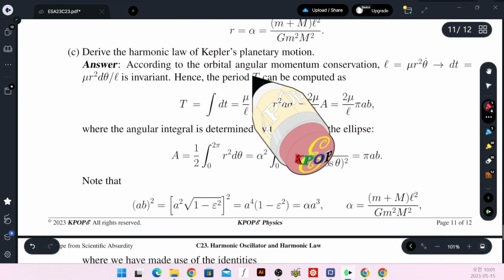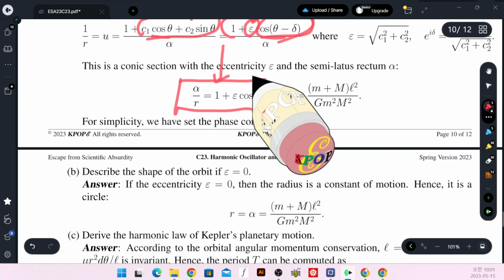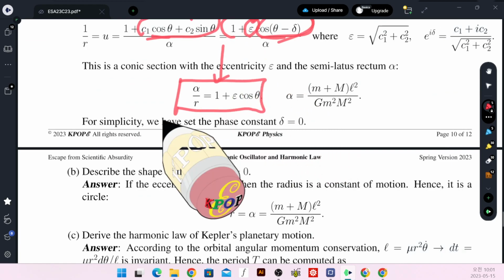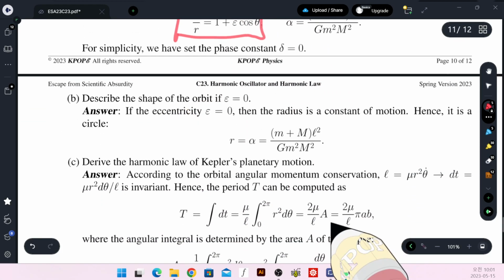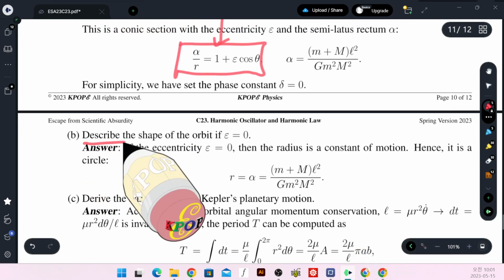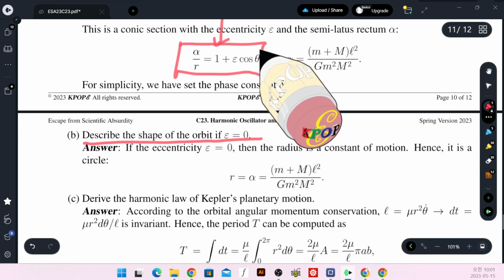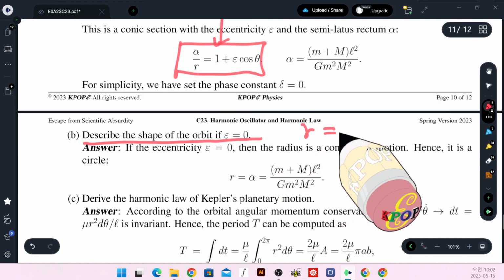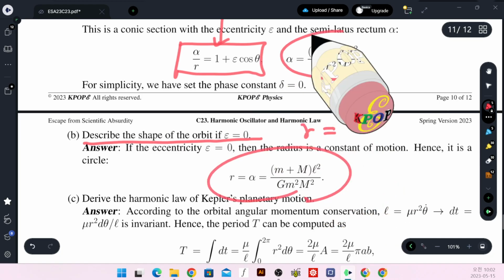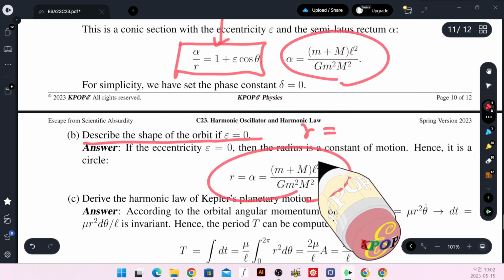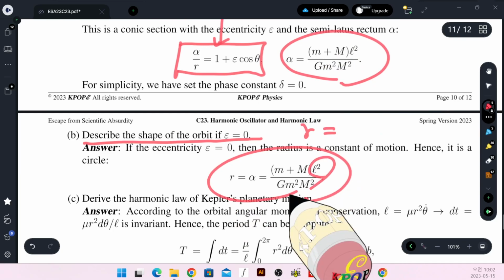As a result, we make use of this conic section trajectory to describe the shape of the orbit. For epsilon equals 0, the solution is r equals alpha, and we know what alpha is. It is completely determined by the orbital angular momentum.